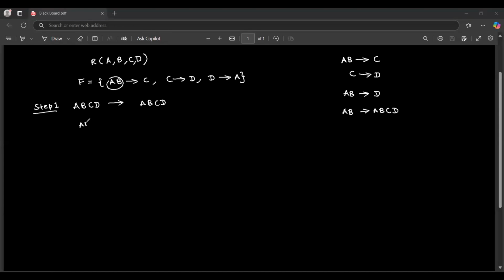So AB is a super key. AB functionally determines A, B, C, D, and AB is a super key. We have to check whether this is the candidate key, so we'll break this down. Okay, we are going to step 2.